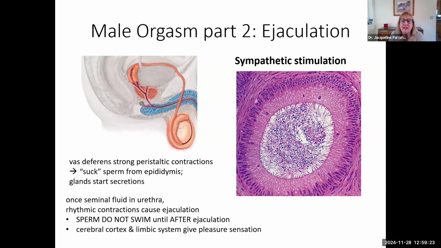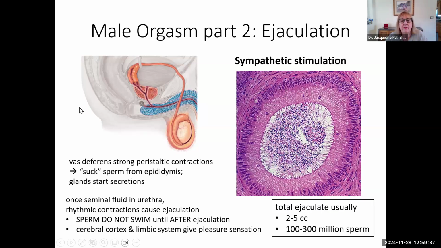Okay, the pleasure sensation that you get with the orgasm comes from your brain, specifically your limbic system, and your cerebral cortex, so that you are aware of it. Now, the total ejaculate, I know it may seem like it's half a cup or a cup. It's actually a teaspoon, 2 to 5 cc's. It's not that much. And in that 2 to 5 cc's, there's only 100 to 300 million sperm.